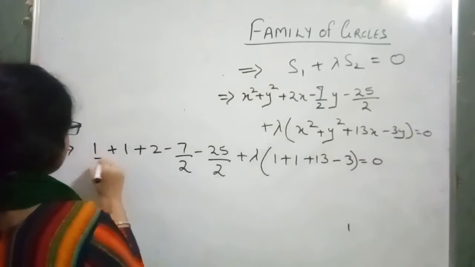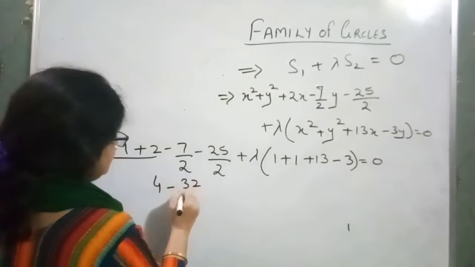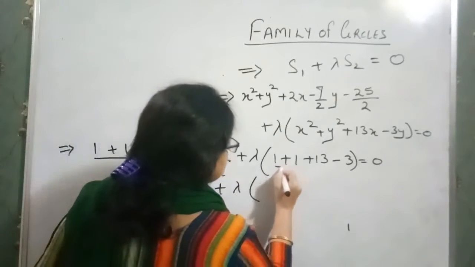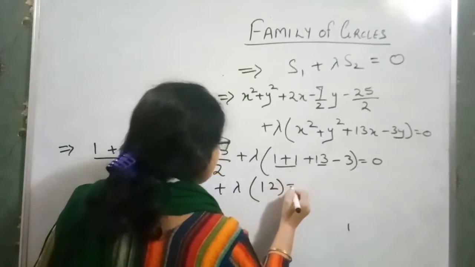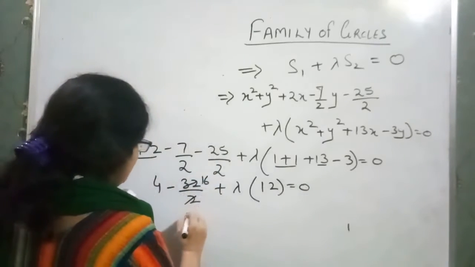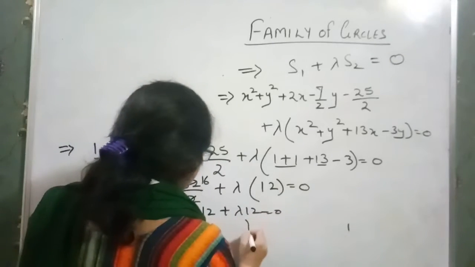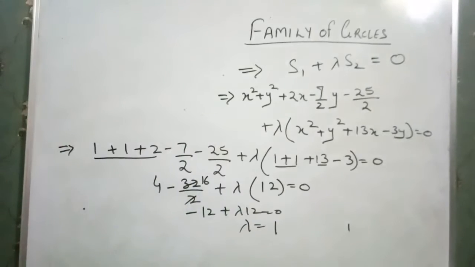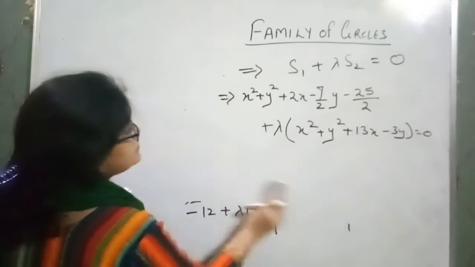So we have 4 minus 32 over 2 plus lambda times (2 plus 15 minus 3, 12) is equal to 0. 2 16 is 32, minus 12 plus lambda 12 is equal to 0. So lambda is equal to 1. So now the equation of the required circle is what?